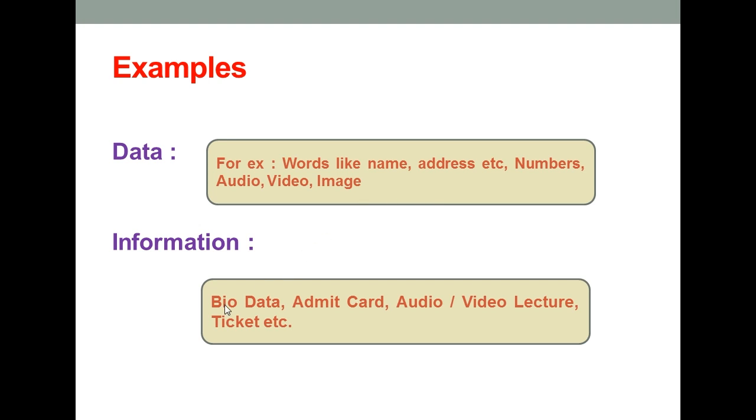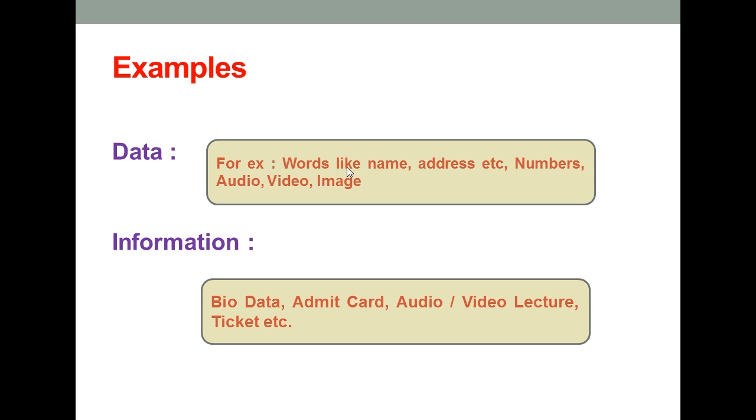But when it generates in the form of biodata, then it will be known as information. The same is true in the case of an admit card. This is one example of information. Then audio and video lectures, then a ticket. So these are all examples of information. Now one by one I'll discuss these things.